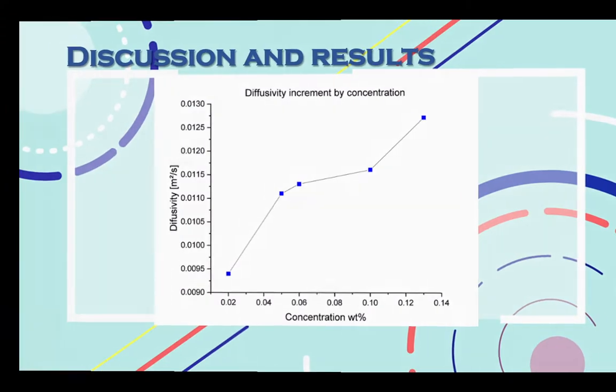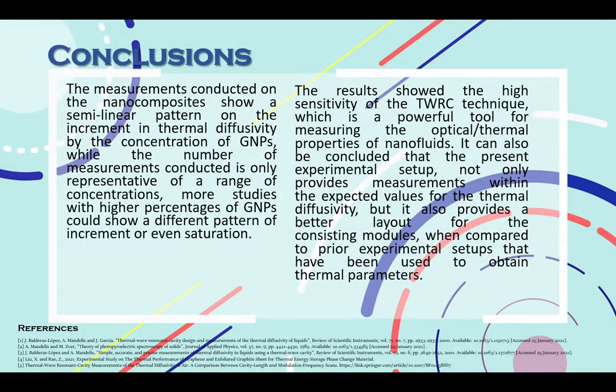The measurements conducted on the nanocomposites show a semilinear pattern in the increment in thermal diffusivity by the concentration of GNPs. While the number of measurements conducted is only representative of a range of concentrations, more studies with higher percentages of GNPs could show a different pattern of increment or even saturation.